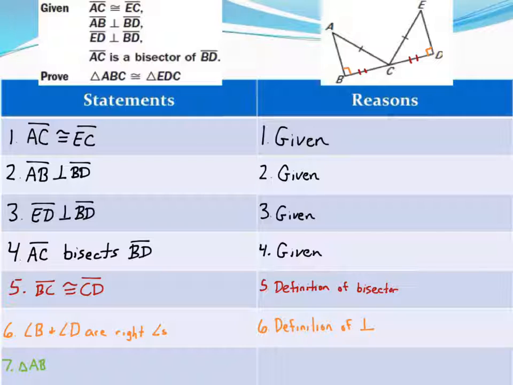Those are the only tick marks I'm able to add. Even though things may look congruent, I'm not allowed to assume that. That would not be a good reason. But I have enough information to prove now that the 2 triangles are congruent to each other.